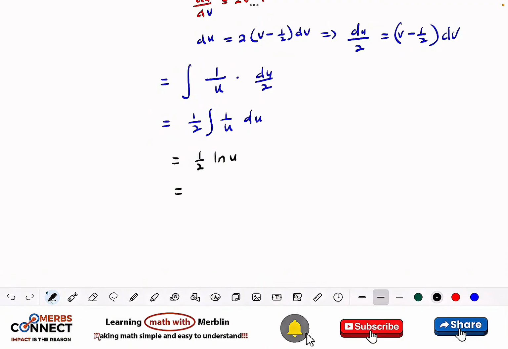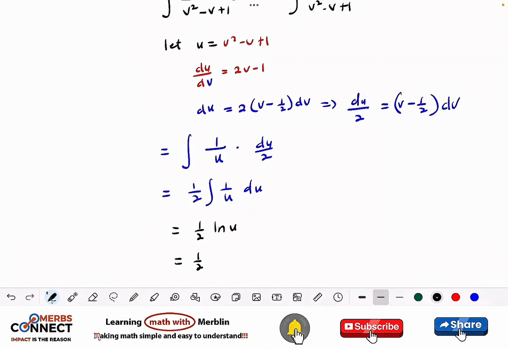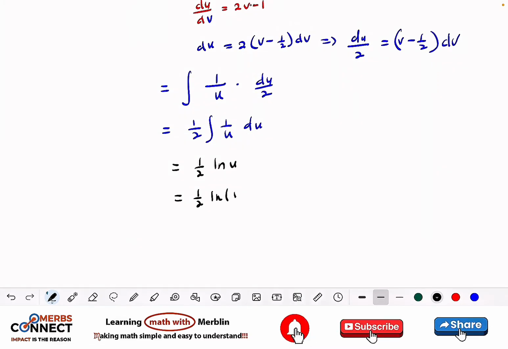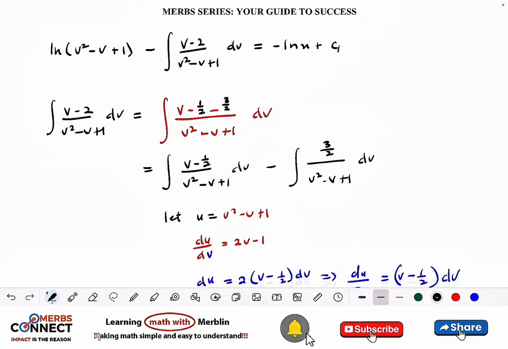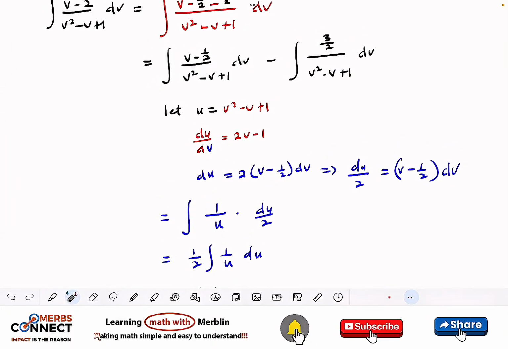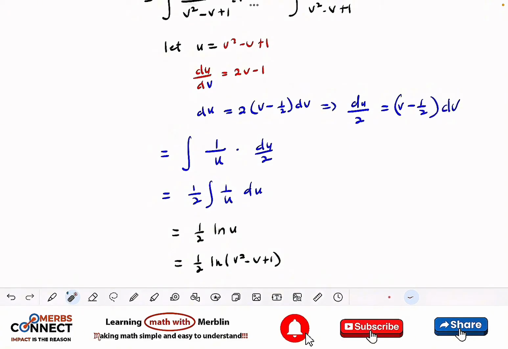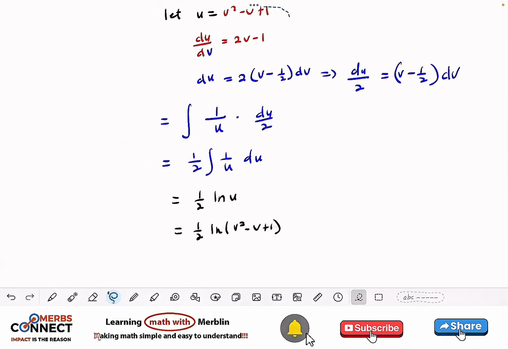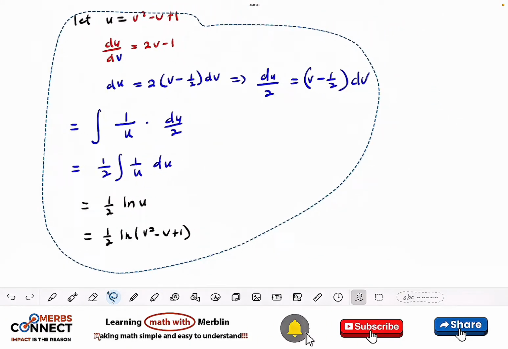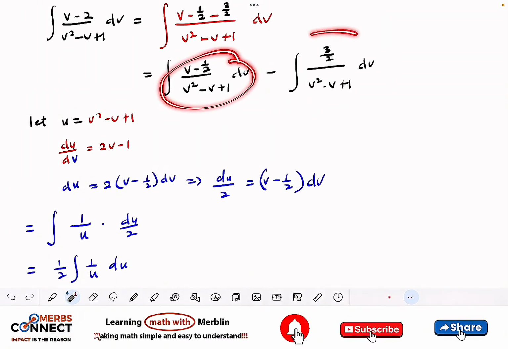So this is going to give us 1 over 2, then u is v squared minus v plus 1. Wow. So now what is left is this guy. How can we do this one too? Okay, let's try and see if we can find a way around it. So let me shift this guy here. So we've done this one. So let's focus on this guy.